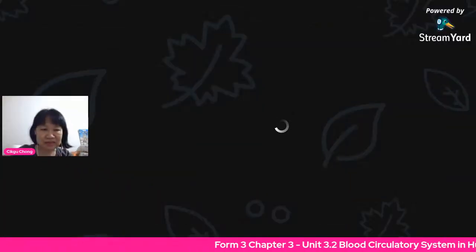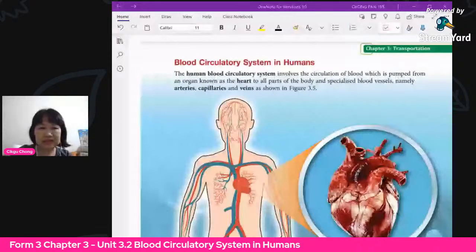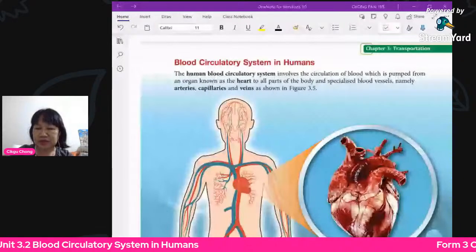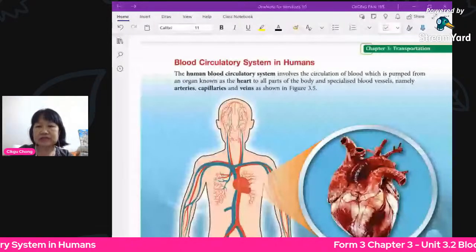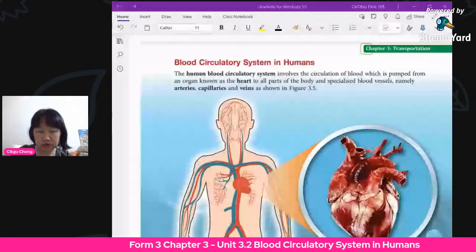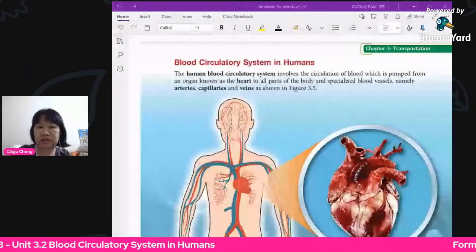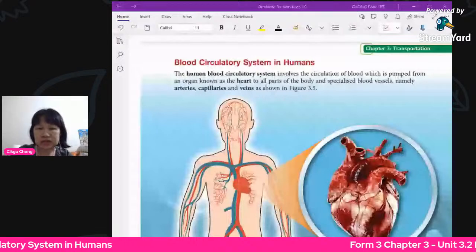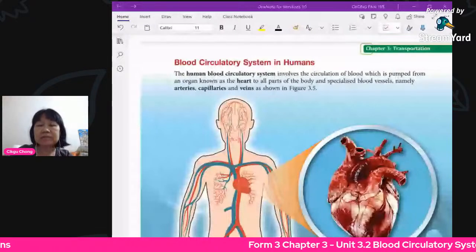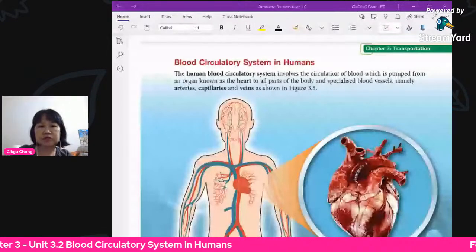Right, I'm going to share my screen. Today we're going to look at the blood circulatory system. For 3P2, I think you are missing one or two lessons before that, but I've shared some videos with you. Please go through the videos. I will have a class with you some other time to explain it in Mandarin so that you can understand better. I'll start straight with chapter 3, which is 3.2, the blood circulatory system in humans.